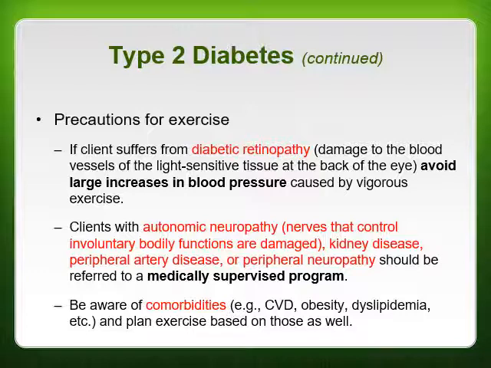Be aware of, again, any comorbidities, any other diseases that happen along with type 2 diabetes, like cardiovascular disease, obesity, dyslipidemia, which we're going to talk about in a little bit here, and plan your exercise based on those considerations as well.